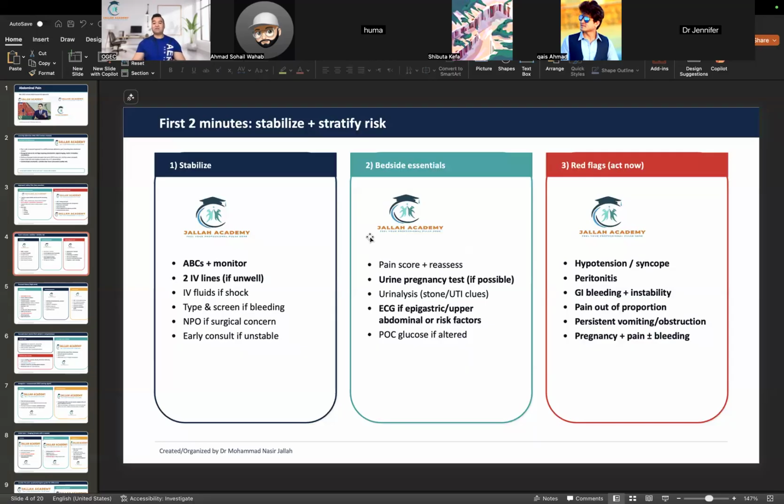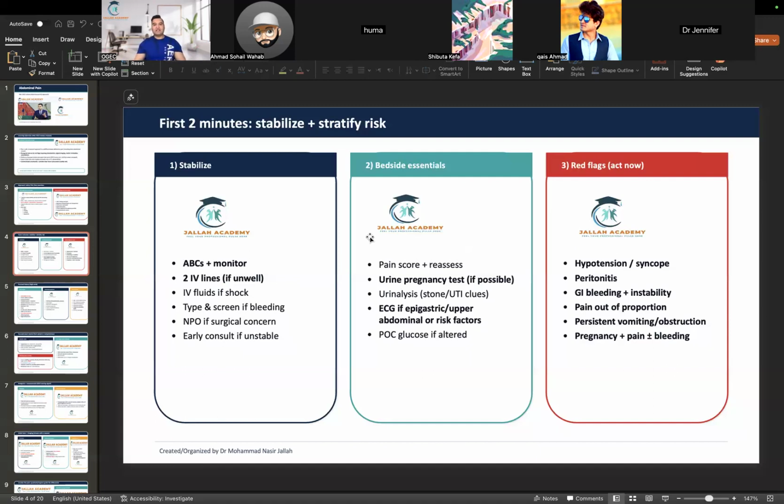Now, red flags: what are the red flags that you need to act on now? Like if my patient has hypotension and syncope. Why? Because it might be massive intra-abdominal bleeding, for example splenic rupture. If my patient has a recent history of a motor vehicle accident or a direct trauma to the abdomen, especially in the left upper quadrant, and the patient just has hypotension and syncope, I think it would be massive internal organ bleeding, most likely splenic rupture.